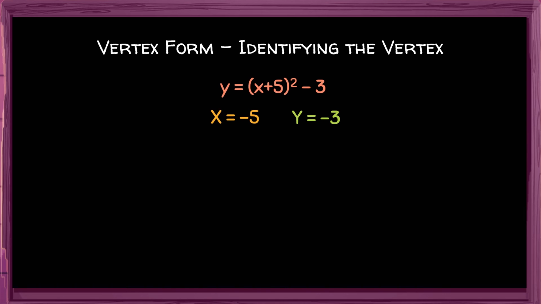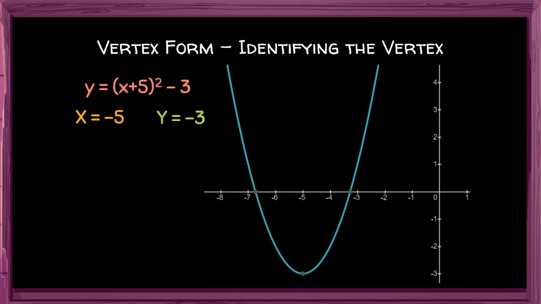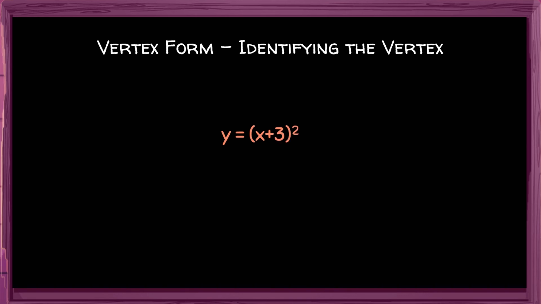That's right. Here's the graph of this equation. We can see that the vertex of its parabola is right where you said it would be, at (-5, -3). Nicely done. What about this equation? Tom, can you tell me where the vertex of its parabola will be?